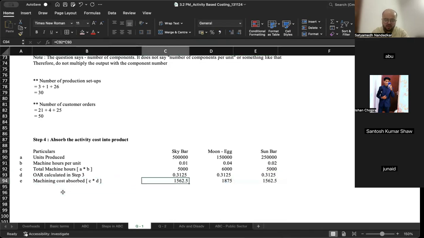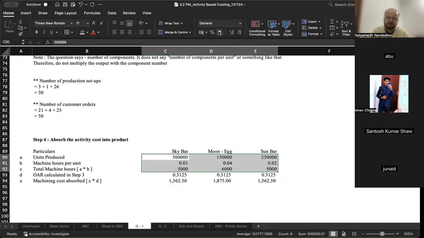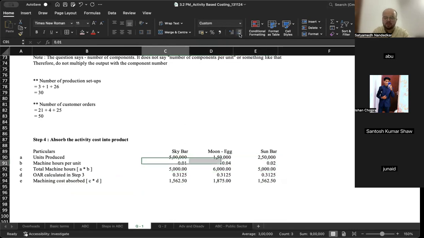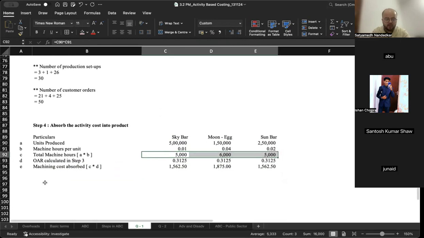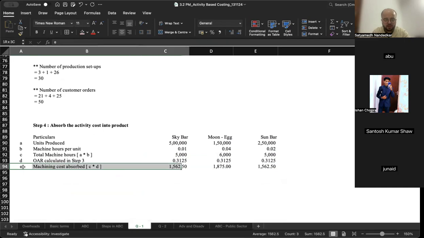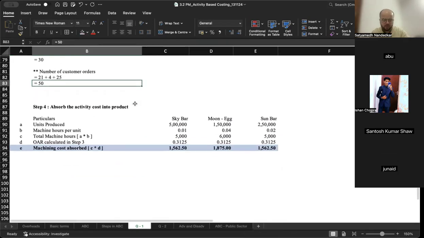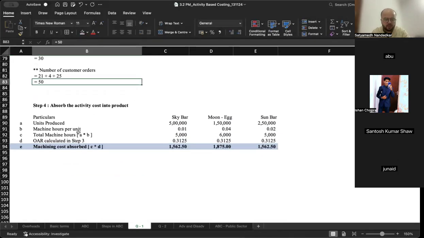Now you have machining cost absorbed. The best way to check this is take the total. If the total matches, then great. If it doesn't match, then naturally there is some problem with your calculation. Okay, you have done machine cost absorbed. Maybe I'll put it in a separate color so that this is your focus point.